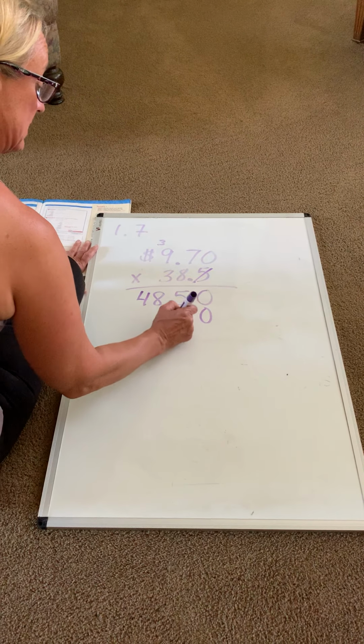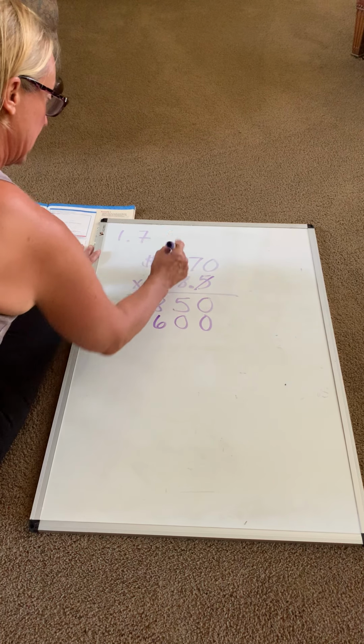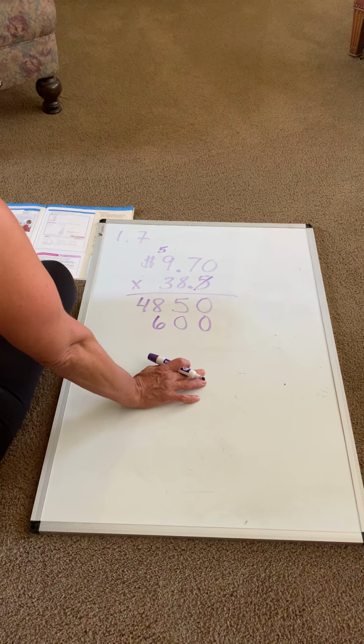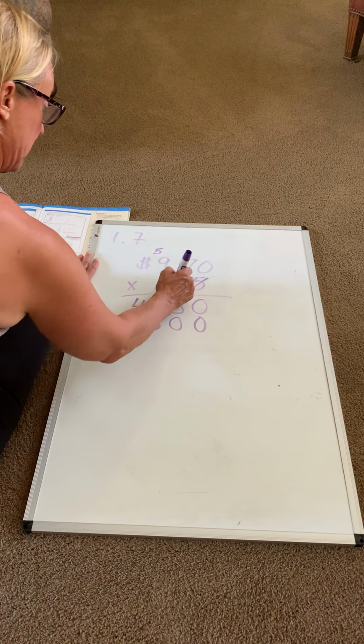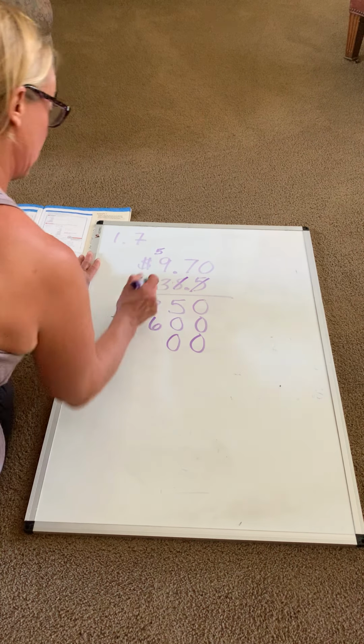8 times 0 is 0. 8 times 7 is 56. Carry your 5. 8 times 9 is 72. Plus 5 is 77. You're done with that. Now you have to put 2 zeros because we're over here at the 3.